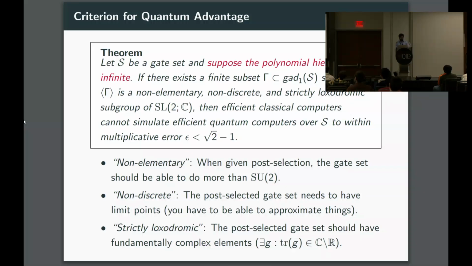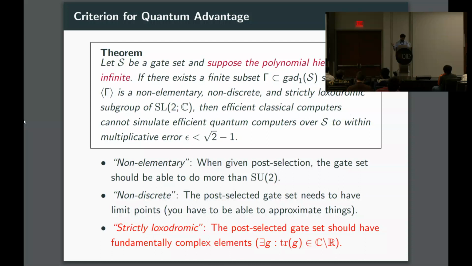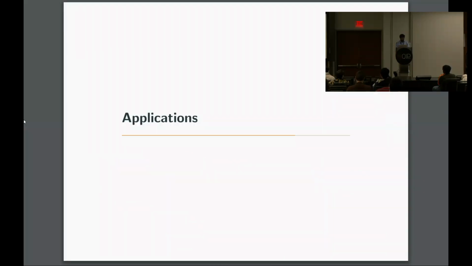And I just want to point out here, we actually expect that the strict loxodromy condition is unnecessary, and it's an open problem to try to extricate this from our criterion. I'll talk a little bit more about that at the end. So, with this criterion, we want to be able to prove some things with it. It wouldn't be particularly useful if you couldn't do anything with it. So that's what we're going to go into next.